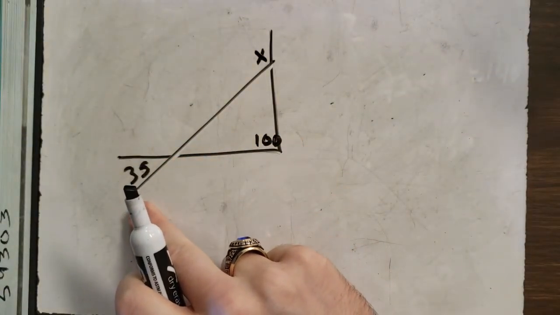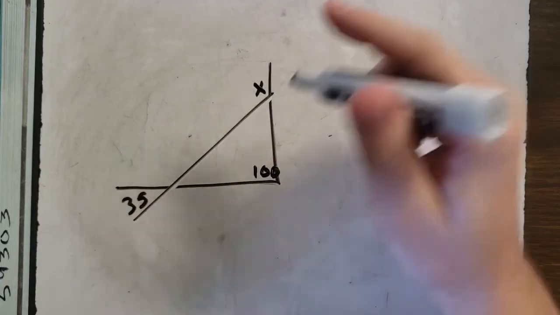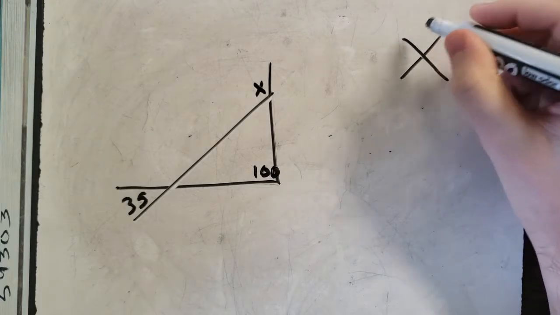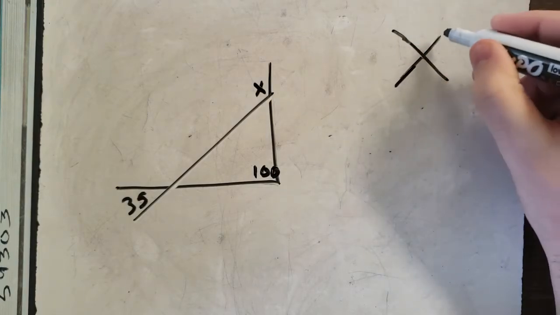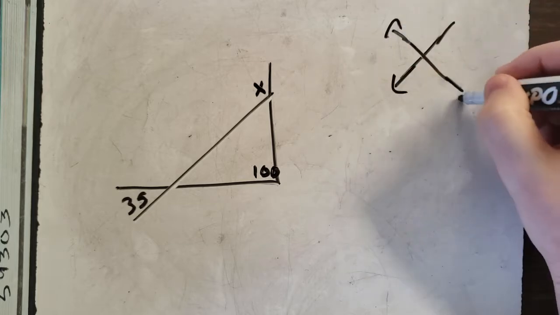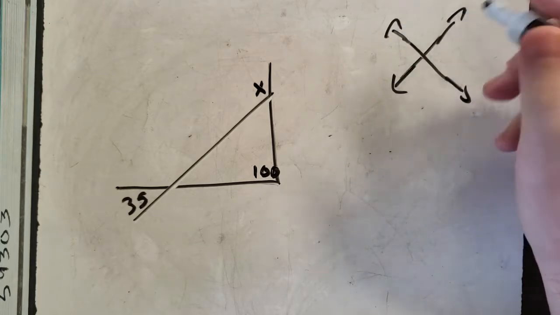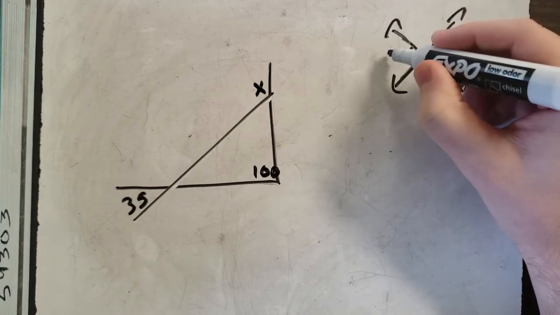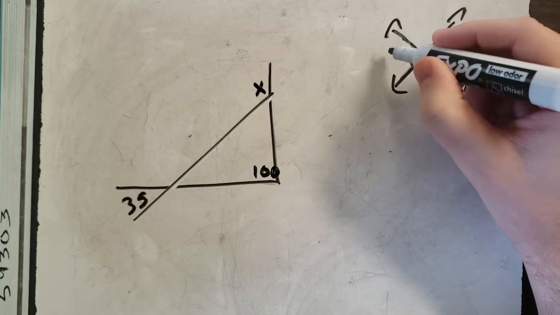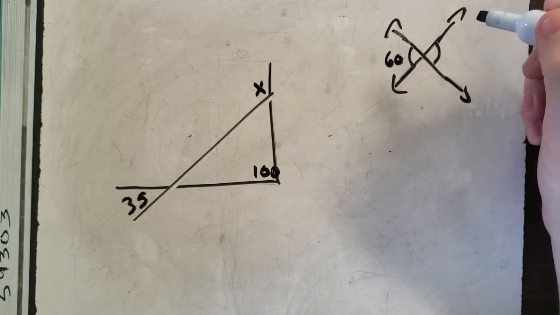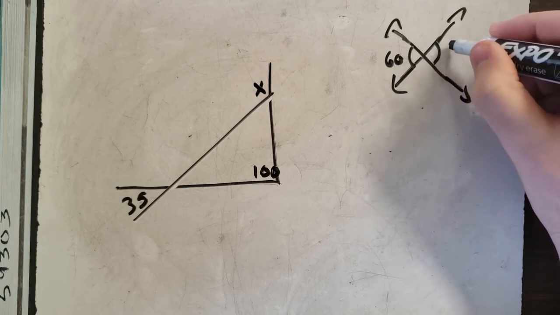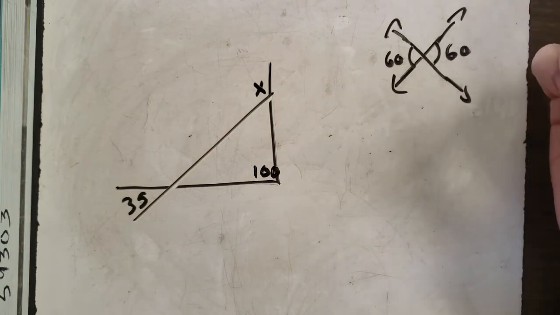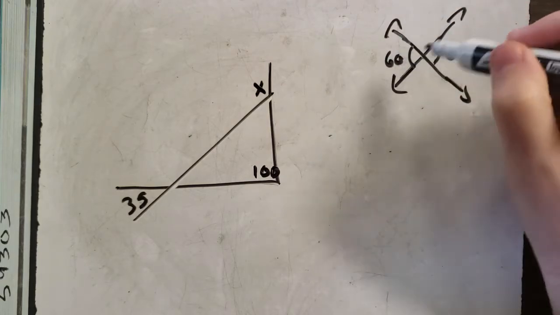Now, we know, as a rule, angles that are across from each other, if we have two lines, are congruent, which means they're the same. So if this is 60 here, the other angle across from it has to also be 60. It's vertical angles. It's a rule. Angles that are across from each other are equal.